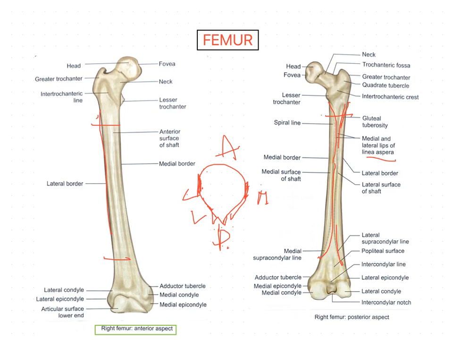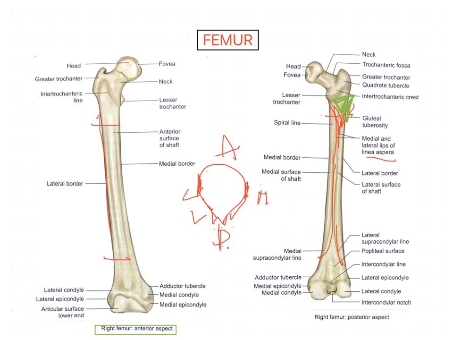So the upper posterior surface lies between the spiral line medially, as we know, and the gluteal tuberosity. So in between the spiral line and gluteal tuberosity, you can find this upper posterior surface. Okay, in between spiral line and gluteal tuberosity.